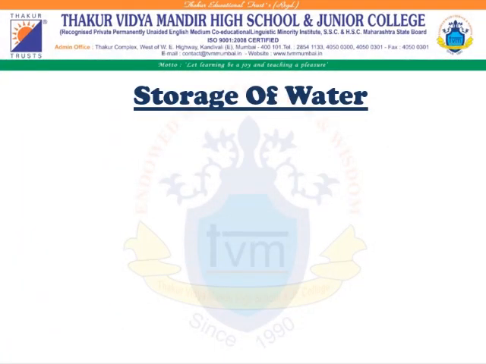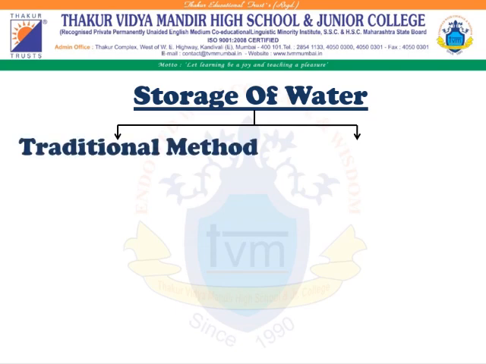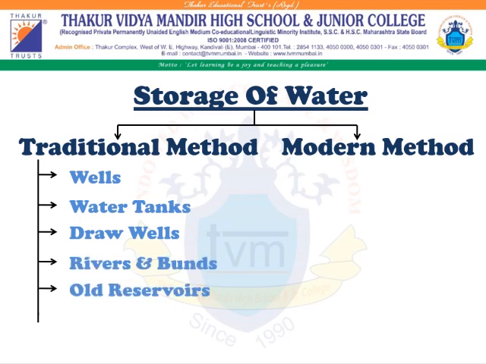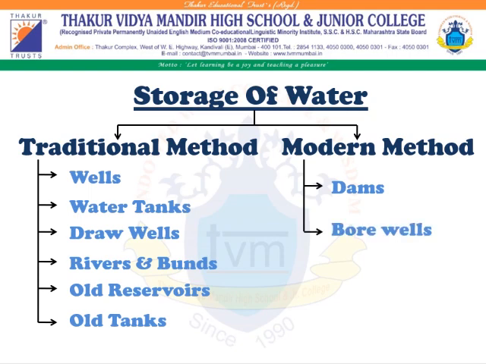We shall now learn the storage of water. Storage of water is divided into two methods. First is the traditional method and the other is the modern method. In the traditional method, we have various types: wells, water tanks, draw wells, rivers and bunds, old reservoirs and old tanks. Whereas in the modern method, we have dams and bore wells.